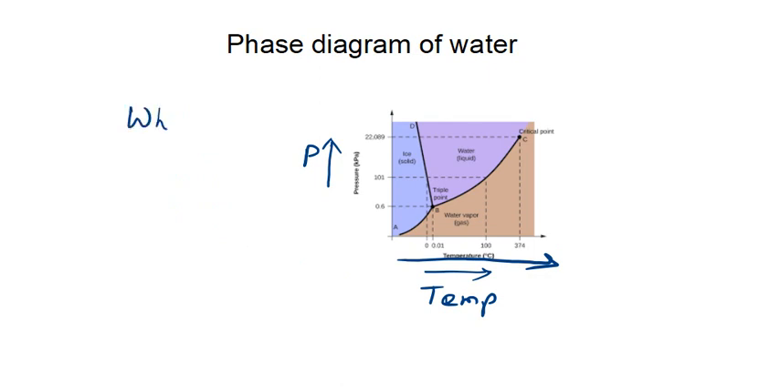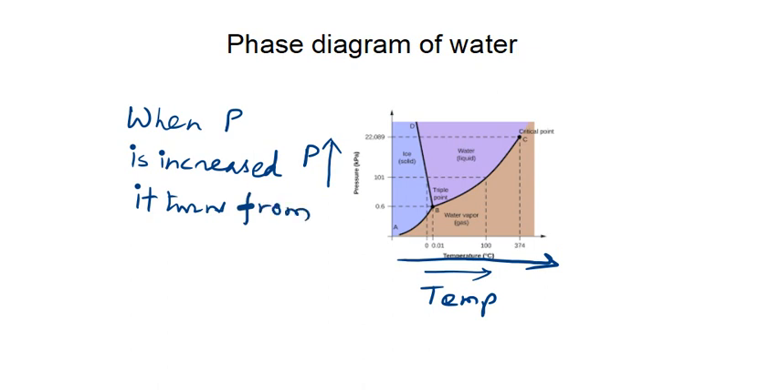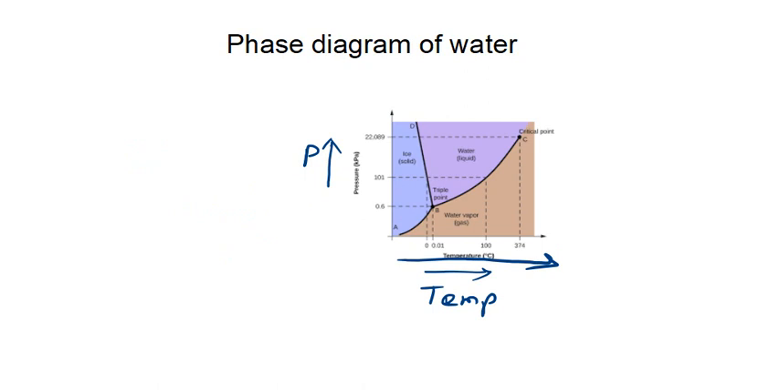When pressure is increased, anything gets compressed and it turns from gas to liquid to solid. So at extreme pressure, as pressure is increasing, we can see that the water is converted to solid, that means ice form.